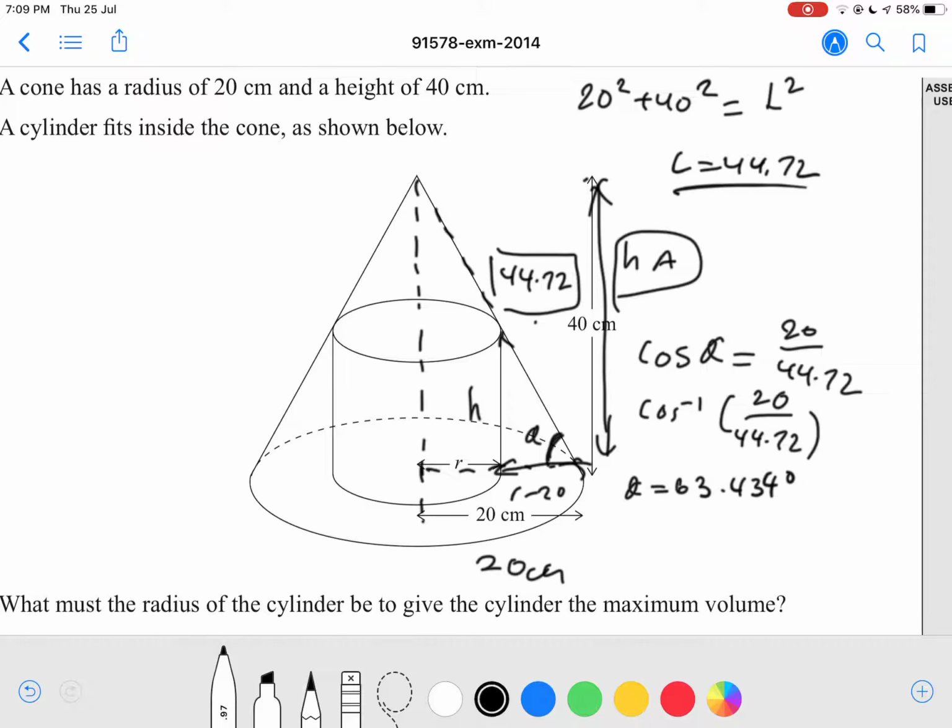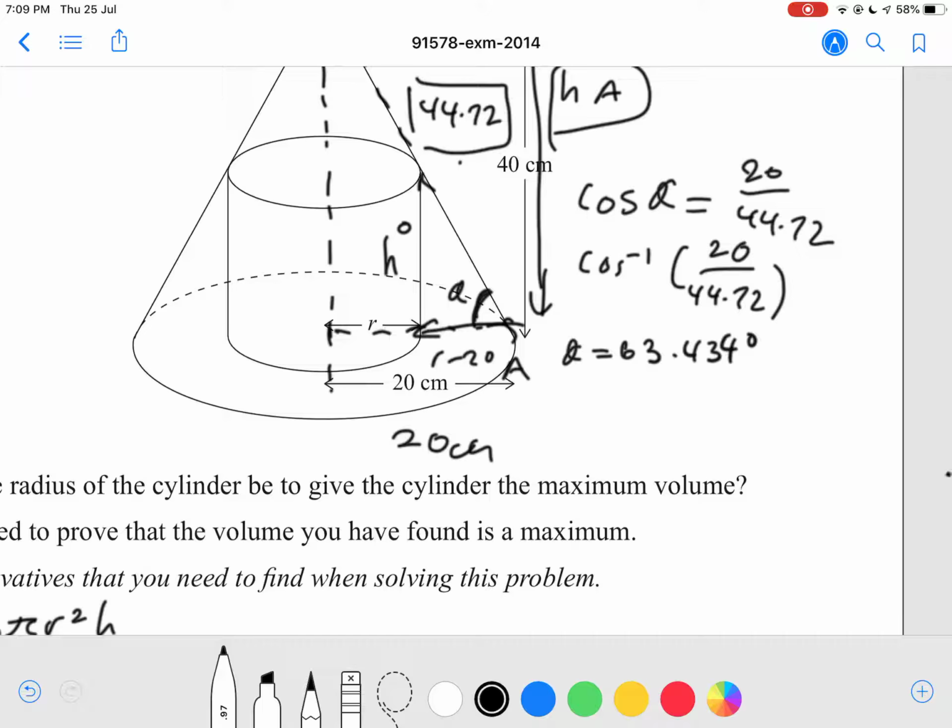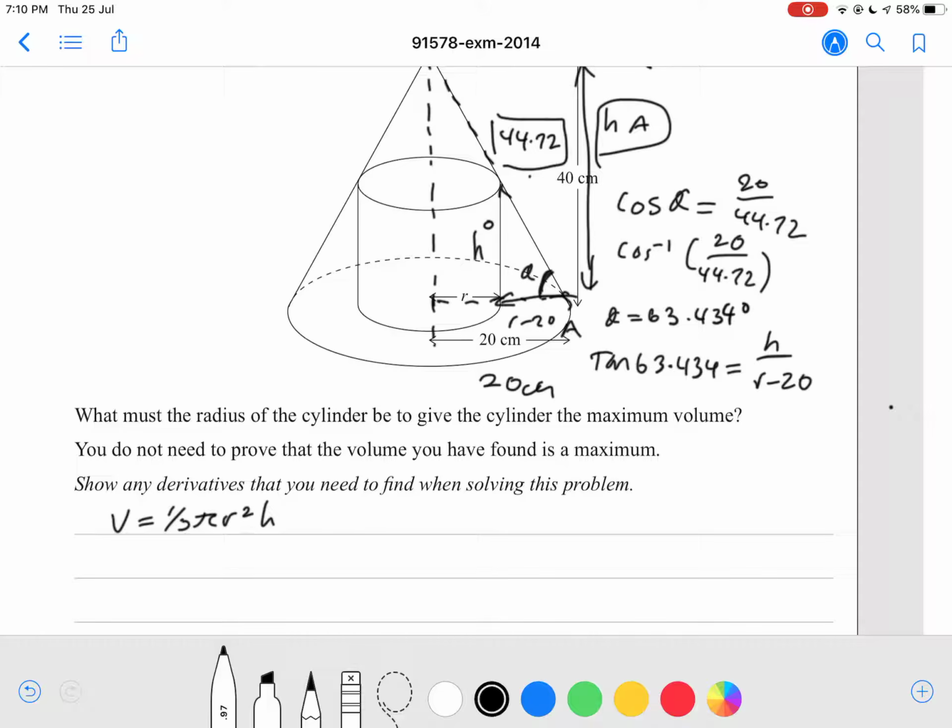So now you can say that tan of theta, where h is our opposite side, and r minus 20 is our adjacent side, okay? So now we can use our tan rule. We can say that tan of 63.434 equals opposite over adjacent, so h over r minus 20. Alright, so now we need to find h in terms of r.